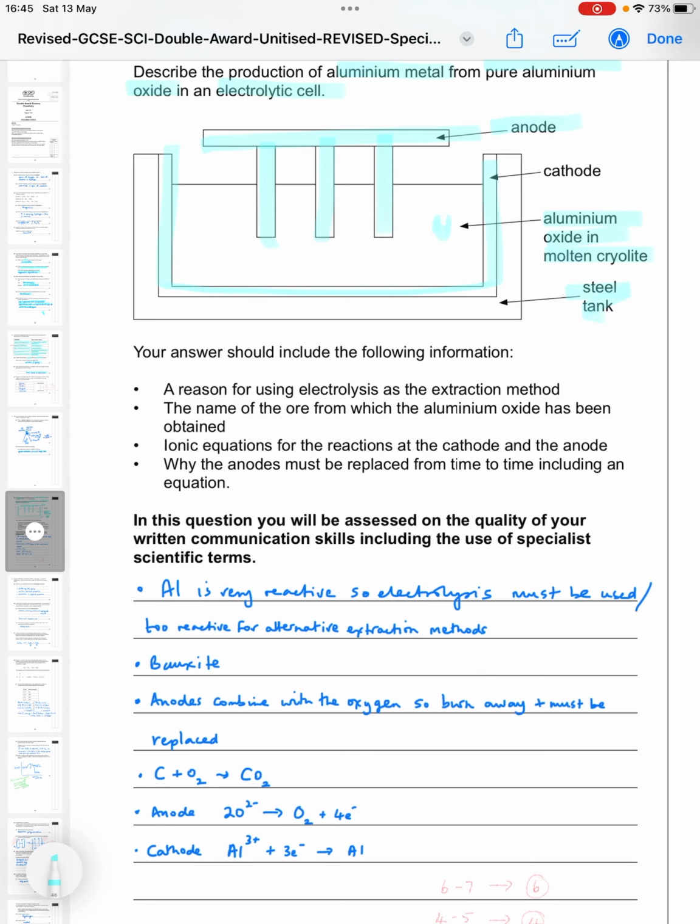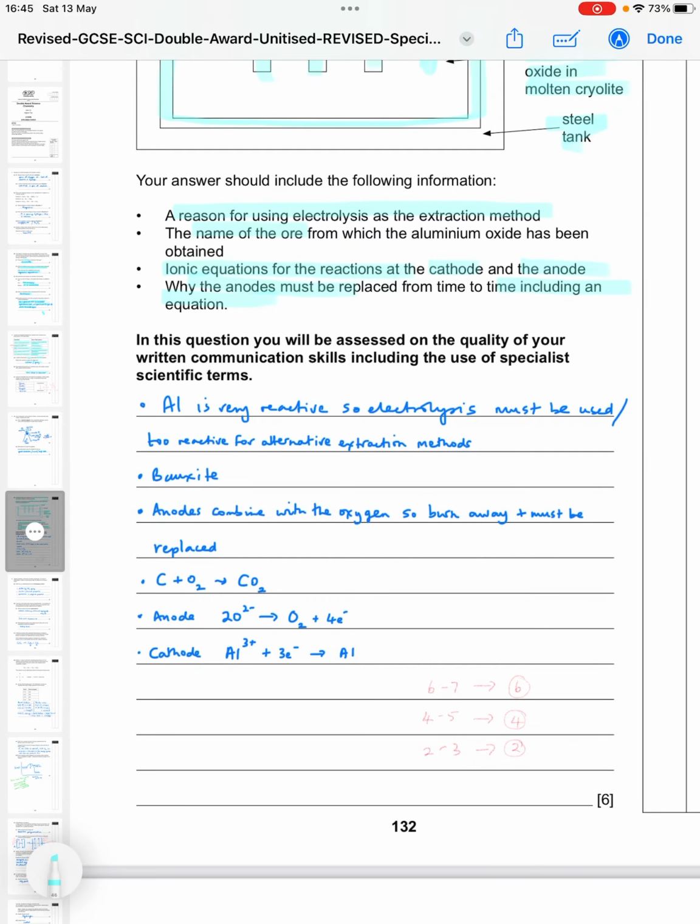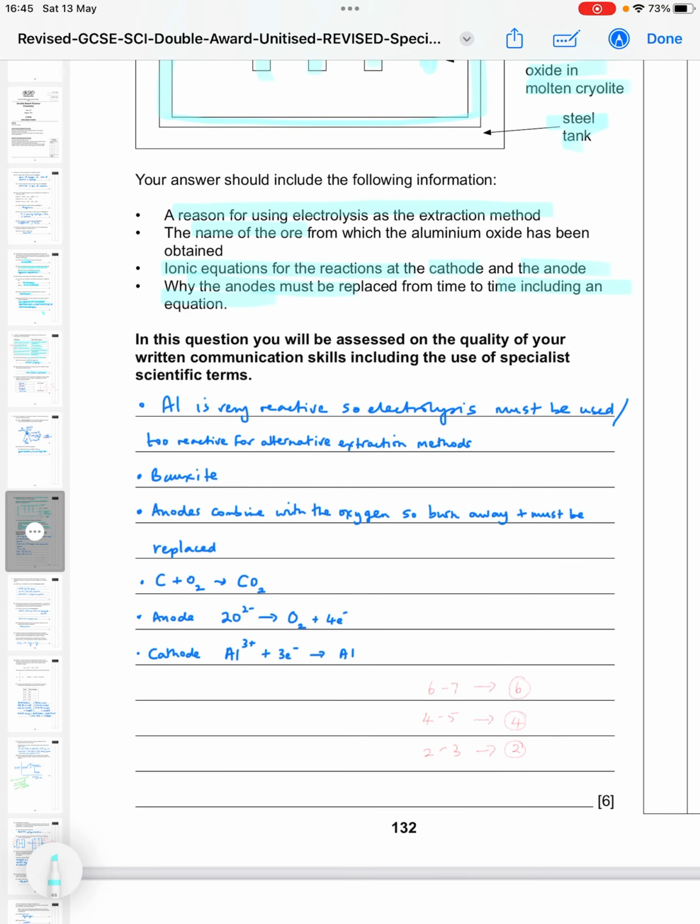So it says your answer should include the following information. So this is your tick list as you go through your answer. Make sure you hit each of these points. A reason for using electrolysis as the extraction method. The name of the ore from which the aluminium oxide has been obtained. Ionic equations for the reactions at the cathode and the anode, and then why the anodes must be replaced from time to time, including an equation.